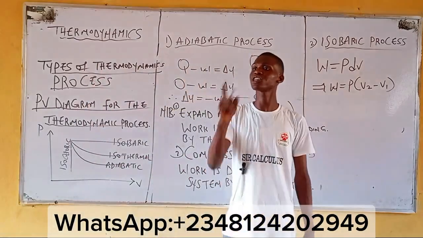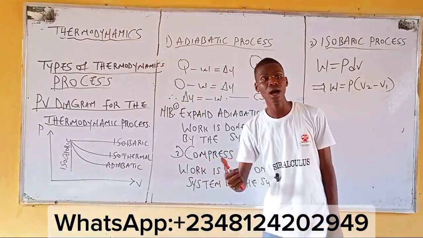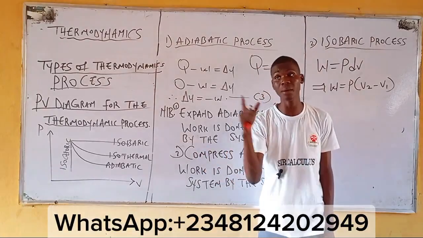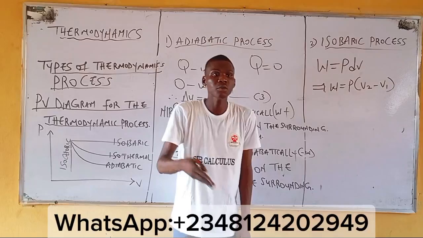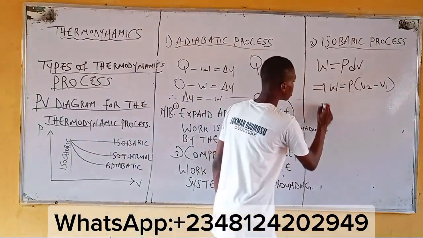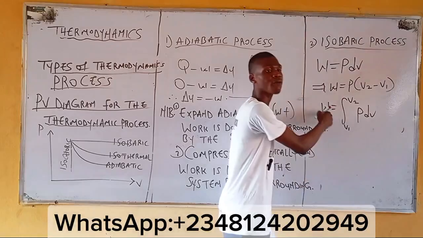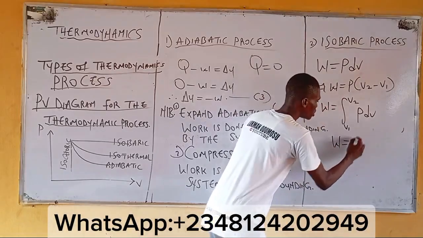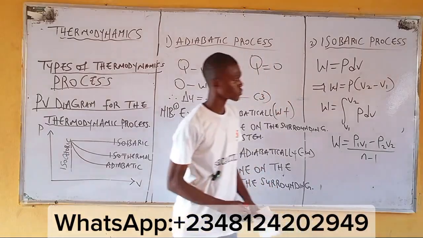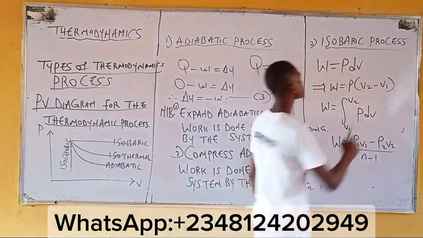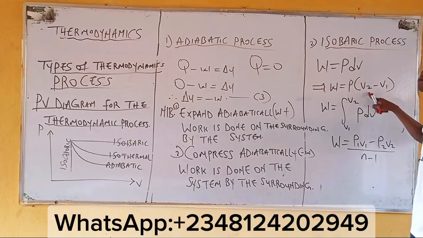So if your pressure is constant, and the volume ranges from V1 to V2, what will be the formula for work done? Do you still remember the formula for work done that I said previously? I said work done is equal to P dV. Relating it to the integral, work done is equal to the integral from V1 to V2 of P dV. And we also have work done for a polytropic process, W is equal to P1 V1 minus P2 V2, all divided by n minus 1. So in this case, if the pressure is constant, the formula for work done becomes P times (V2 minus V1).